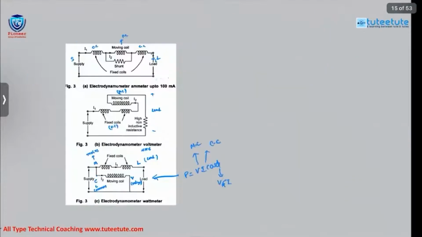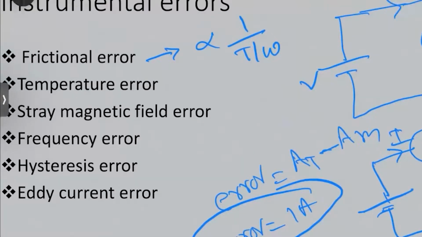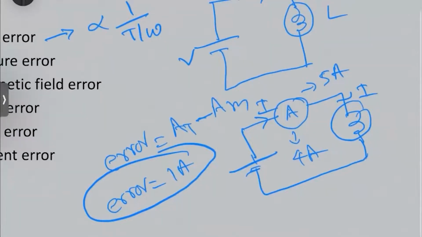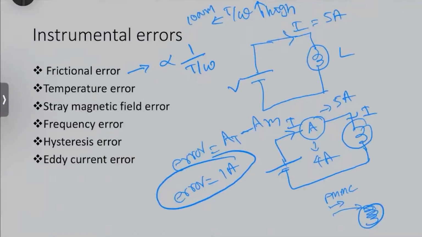We'll see the other error, temperature error. This is also important from an examination point of view, and in many exams it is repeated. What is meant by temperature error? Since our meter is carrying current, especially in the PMMC meter, the current is flowing through the springs, so the springs will get heated. Because of the heat, there is a chance of elongation of the spring.